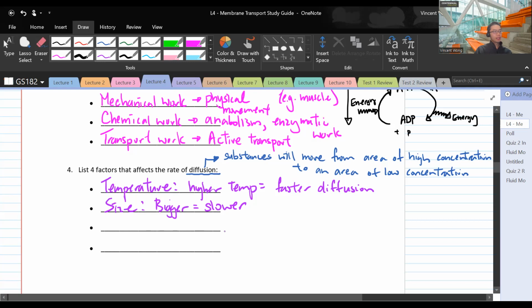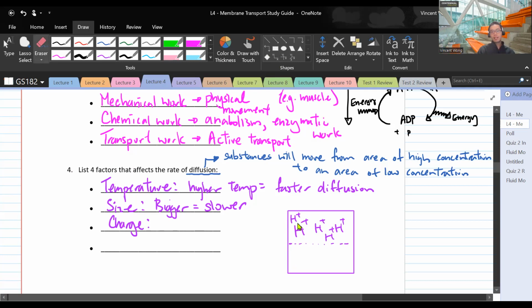2 more. Anyone else? Tamara said charge, and then let's write that down first. Charge is correct. Okay, so this one is a little bit harder to write out exactly what's going on, but I will use an illustration here for you. Let's say there's a membrane, and then we have a bunch of H plus here. Okay, positive charge. So like charges repel each other, right? Like positive repels positive, negative repels negative, right?